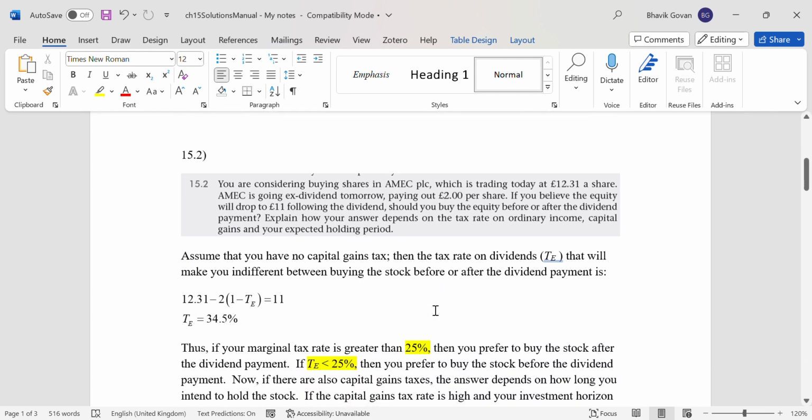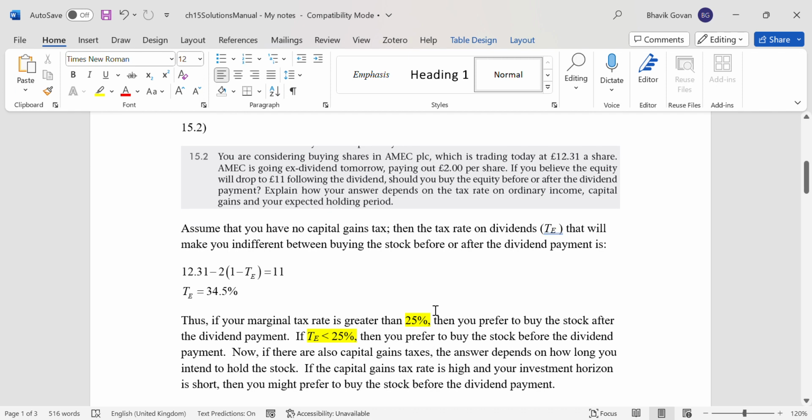15.2. Let's go over this one. You are considering buying shares in AMIC PLC, which is trading today at £12.31 a share. AMIC is going ex-dividends tomorrow, paying out £2 per share. If you believe the equity will drop to £11 following the dividends, should you buy the equity before or after the dividend payment? Explain how your answer depends on the tax rate on ordinary income, capital gains, and your expected holding period.